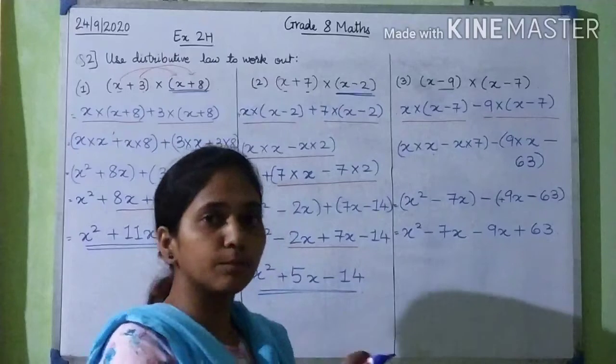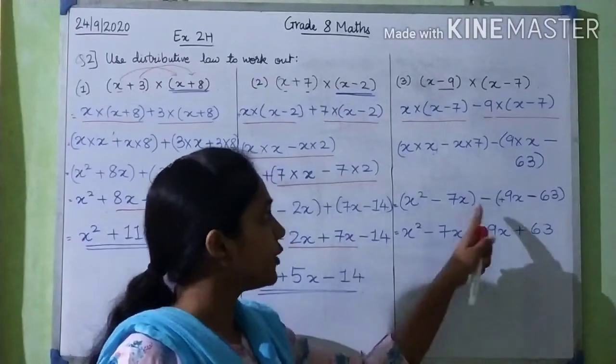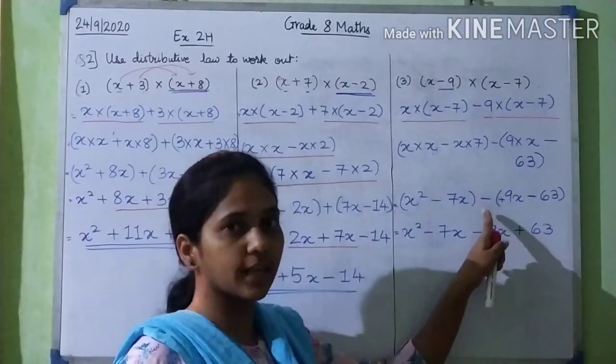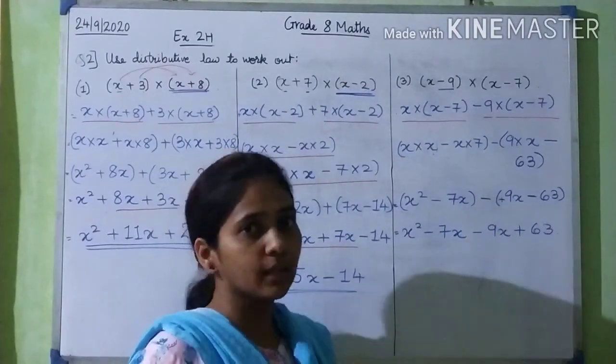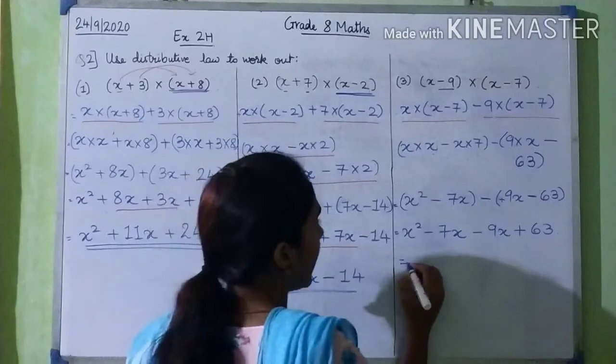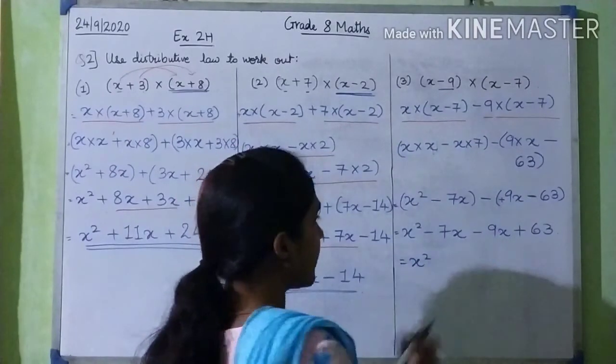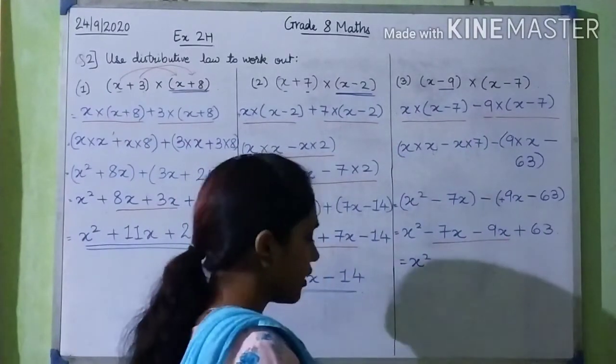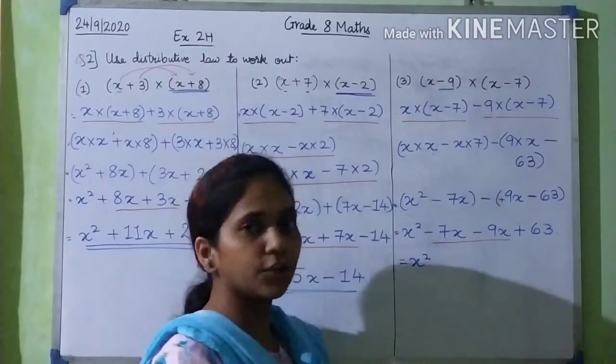And then when you remove the bracket, when you solve the bracket, you have to multiply the sign which is there outside, that is the minus sign, to each term inside the bracket. Okay? So we get here x square. Now minus 7x minus 9x are like terms. So both the numbers are minus, so we need to add them.